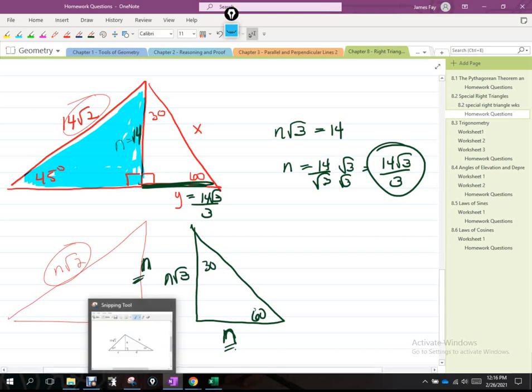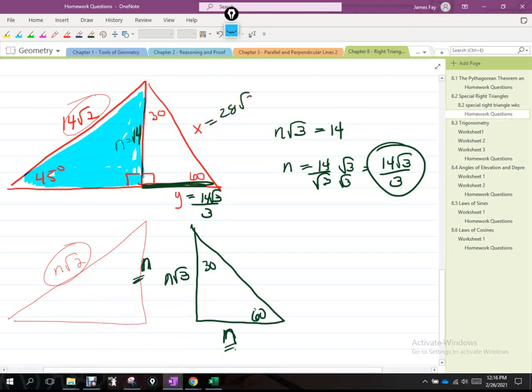If I double that, I get 28 radical 3 over 3 to give me my hypotenuse. What would this distance right here be? That'd be 14 as well. Is that all right? Any other questions on that?